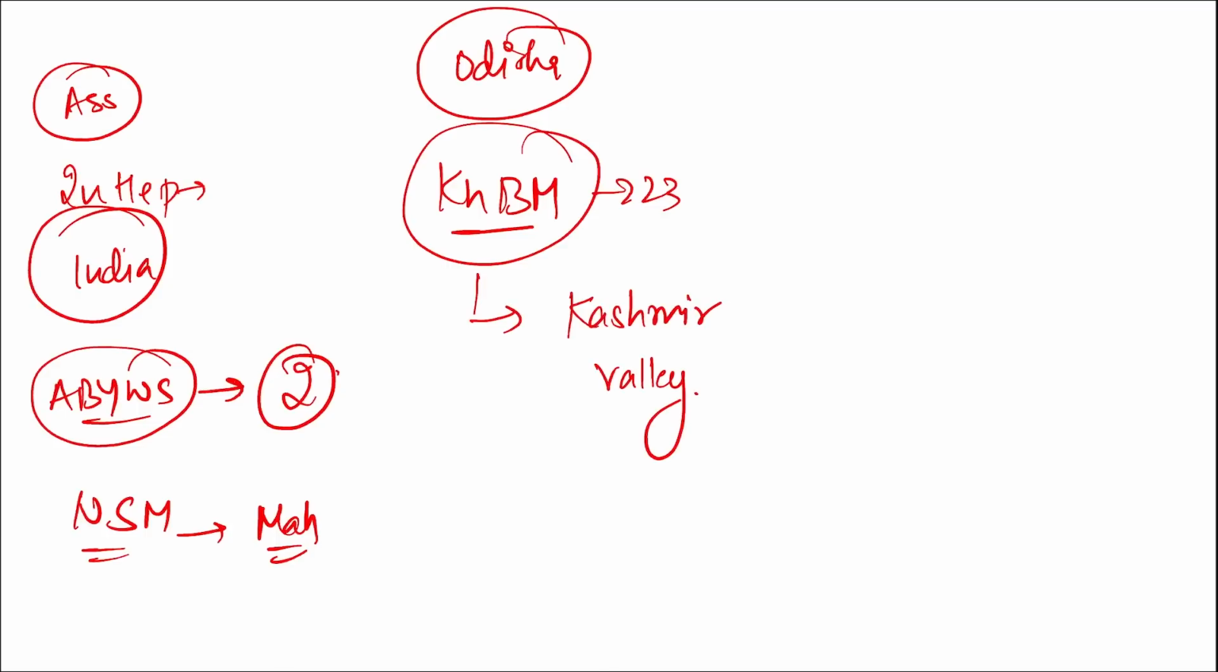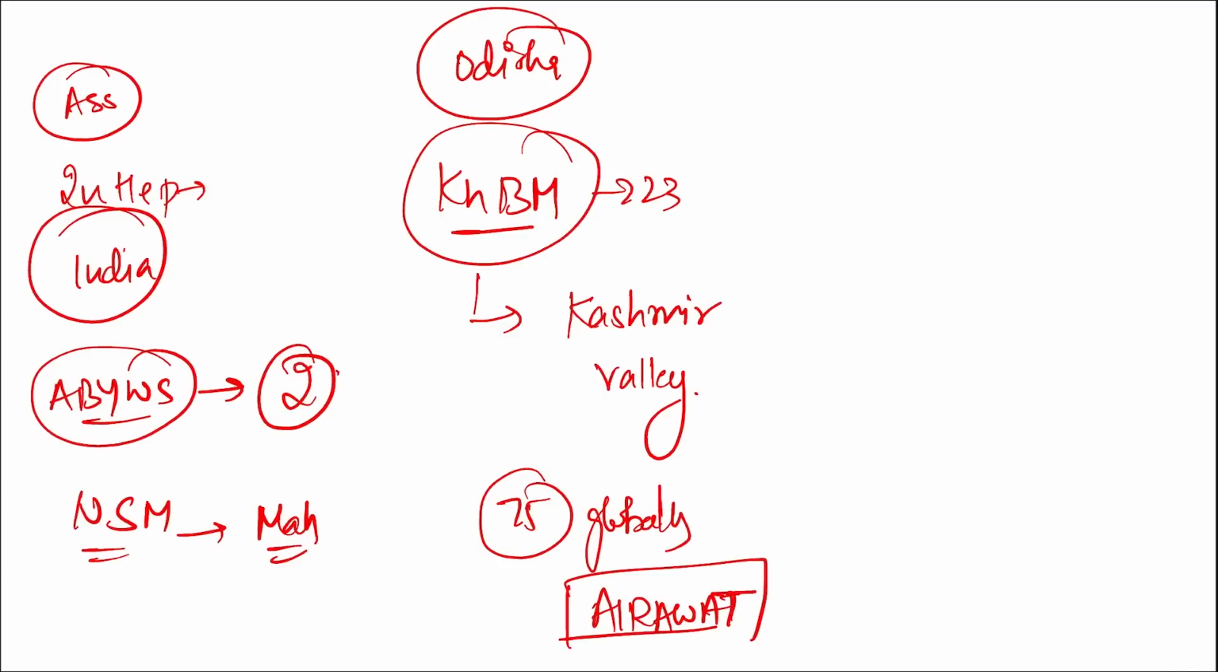Kheer Bhavani Mela. Correct. Then apart from this, what is the name of India's AI supercomputer that was ranked 75th globally? It is Aravat. Correct. Aravat is the name of the AI supercomputer that was ranked 75th in the global supercomputing list.